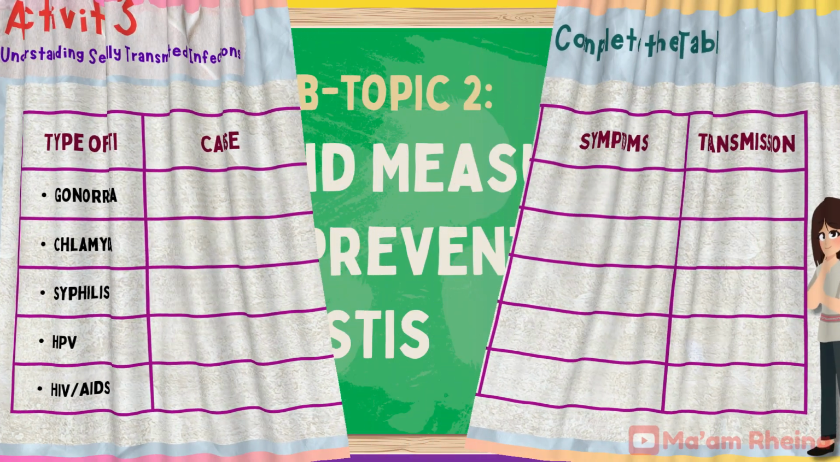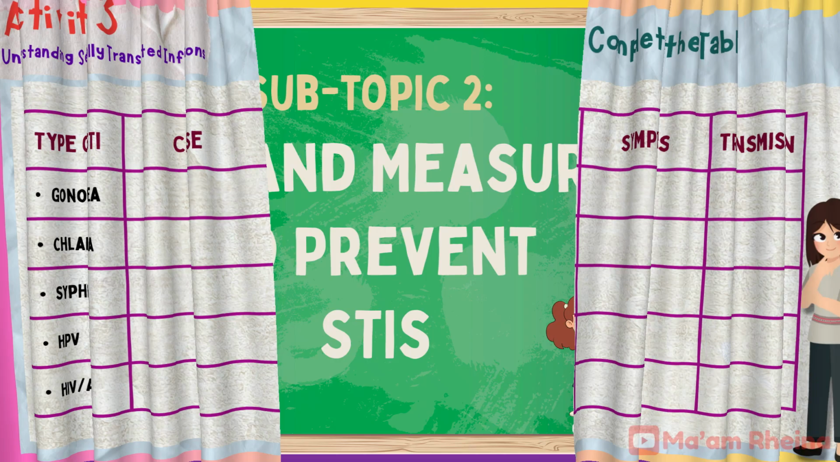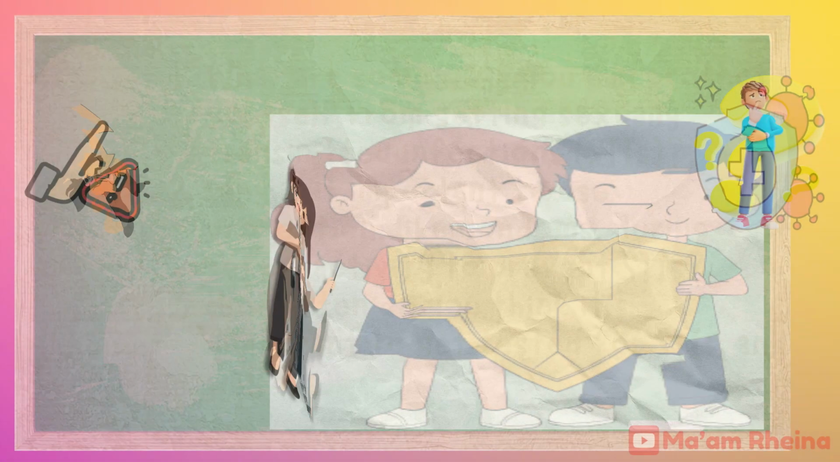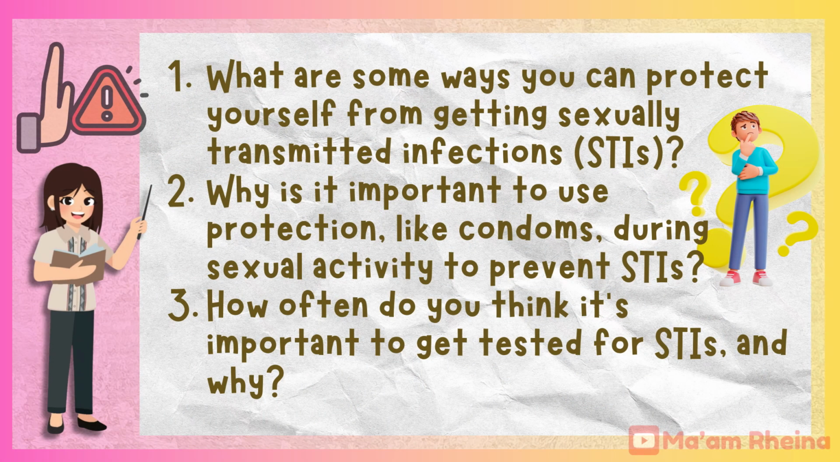All right, grade 8. Now that we understand what STIs are and how they spread, let's talk about something even more important: how to prevent them. That's right. It's time to be smart, safe, and responsible. Let's reflect with these guide questions. I want you to listen carefully and think deeply. First question: what are some ways you can protect yourself from getting sexually transmitted infections?